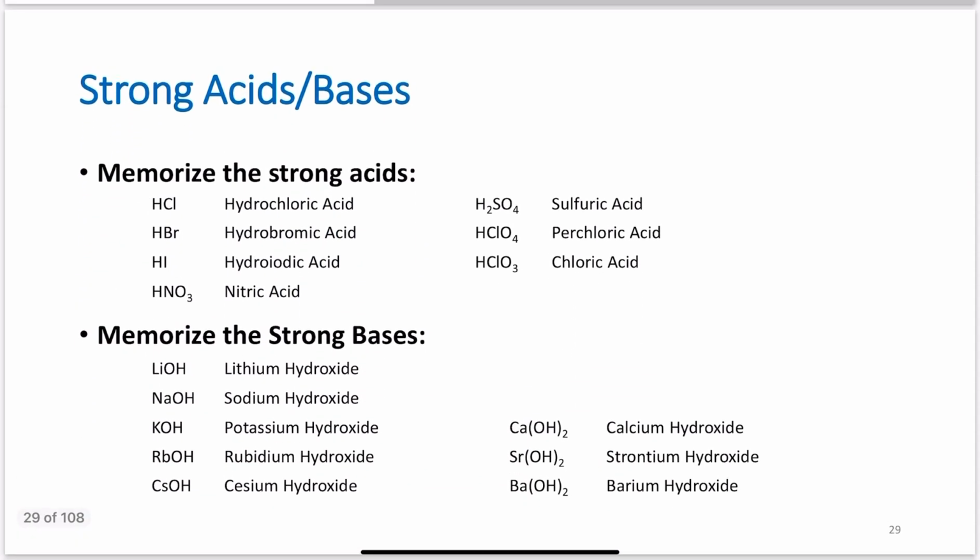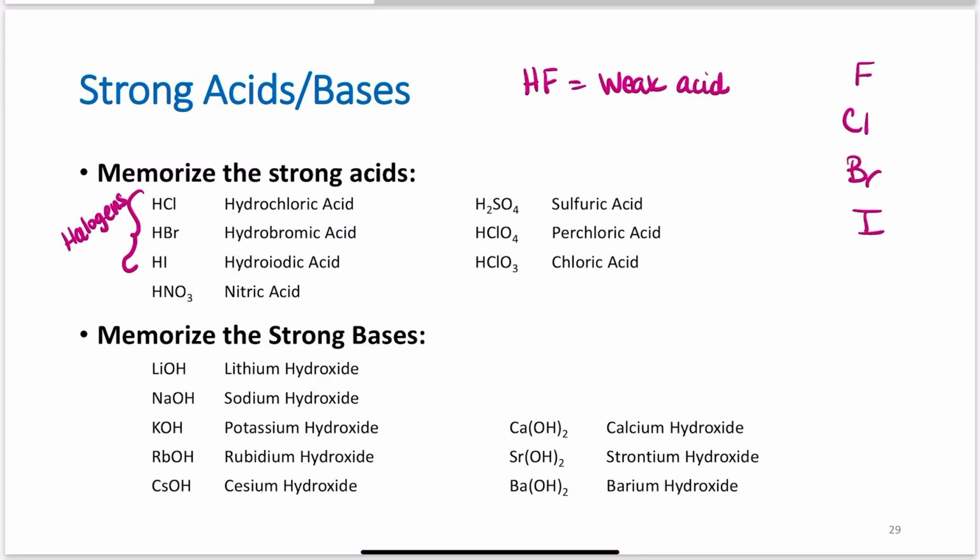So here are your strong acids and strong bases that you must memorize. There's just no exceptions to this. You just got to memorize these things. Brute force, I don't know, whatever works for you. I will tell you these go together. These are halogens. Note HF is a weak acid. So if you look at your halogens, you've got fluorine, then chlorine, then bromine, then iodine.